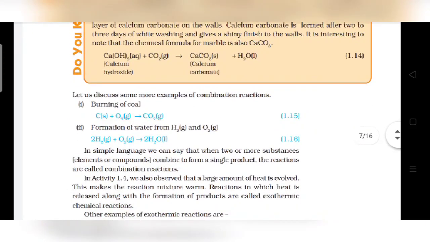Let's discuss more examples of combination reaction. First, burning of coal. Again, two different reactants: carbon plus oxygen forms carbon dioxide. Another, formation of water from dihydrogen and dioxygen. Again here we have two different reactants and it will give you a single product. Okay.